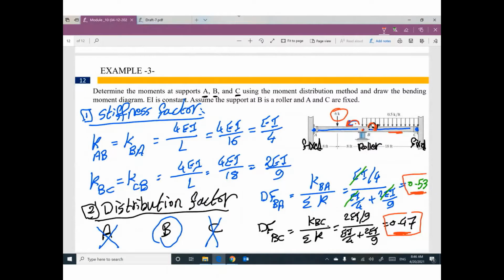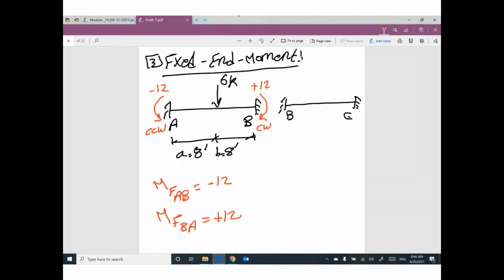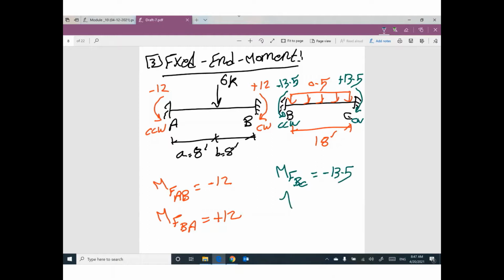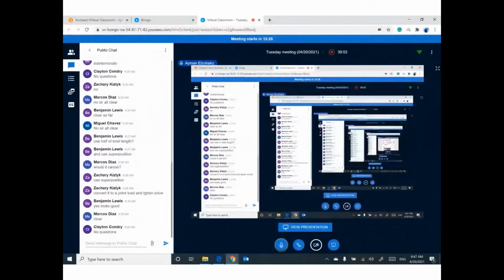The other member has a distributed load of 18.5. So your fixed end moment here will be like this and like this. WL squared divide 12, so 0.5 times 18 squared divide 12. This value will be 13.5. This one is clockwise, so it will be positive. This one is counterclockwise, so it will be negative. M fixed BC negative 13.5. M fixed CB equal positive 13.5. Any question so far? Guys, do you have any question so far?